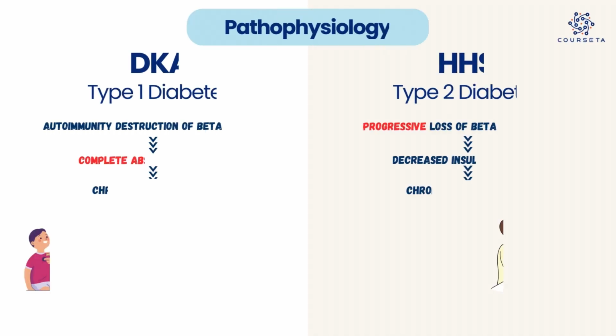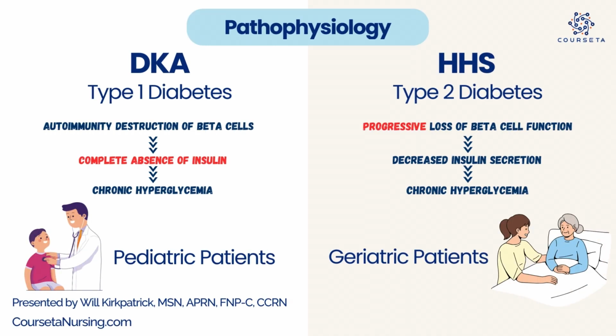So the first thing I want you to understand with diabetic ketoacidosis is that it's more associated with type 1 diabetes. So type 1 diabetics are more likely to get DKA, and type 2 diabetics are more likely to get HHS. So type 1 diabetics are more likely to be your pediatric patients because type 1 diabetes usually has an early onset in life. Versus type 2 diabetes, of course, you can get type 2 diabetes at any time of your lifespan, but it's more likely to be those older patients.